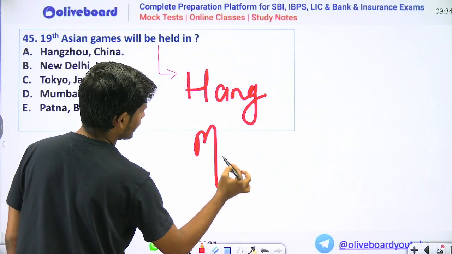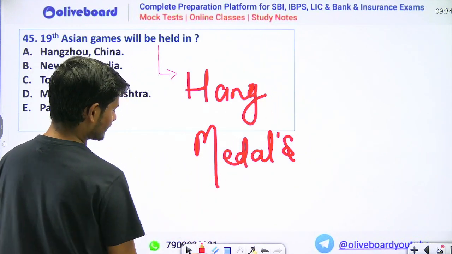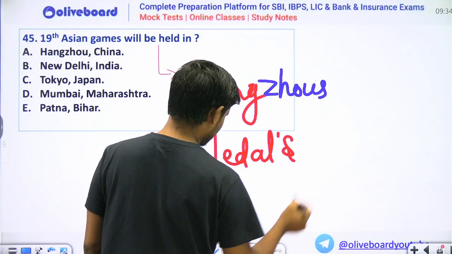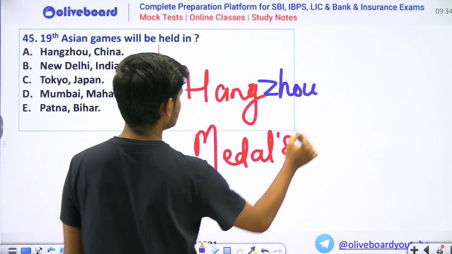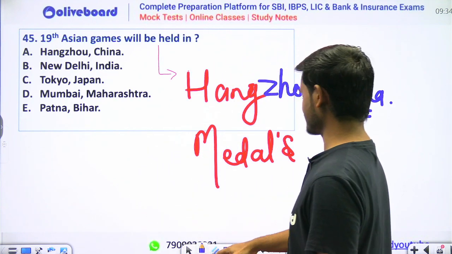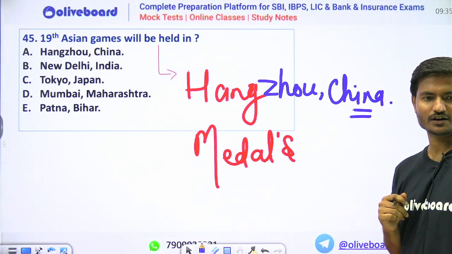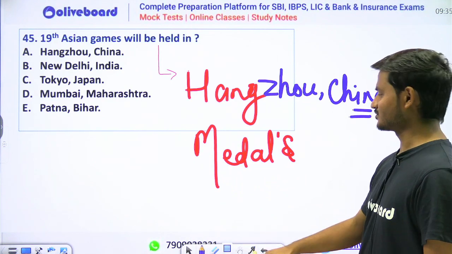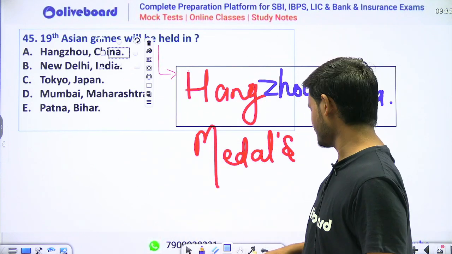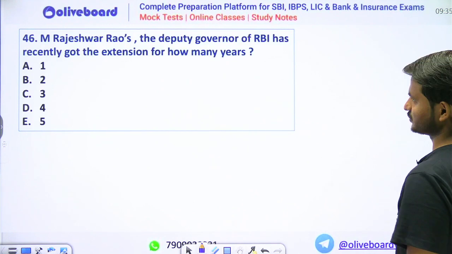They will hang medals. They are hanging medals in their neck. So from hang we can remember the name of the place where it is being held, that is Hangzhou, China. Okay, Hangzhou, China is the place where the Asian Games is being held. So with the help of logic, Indian players have gone there and they will bring a lot of medals hanging in their neck. So the answer is Hangzhou, China. Just remember it. When we see it from the exam perspective, it is a very important question.